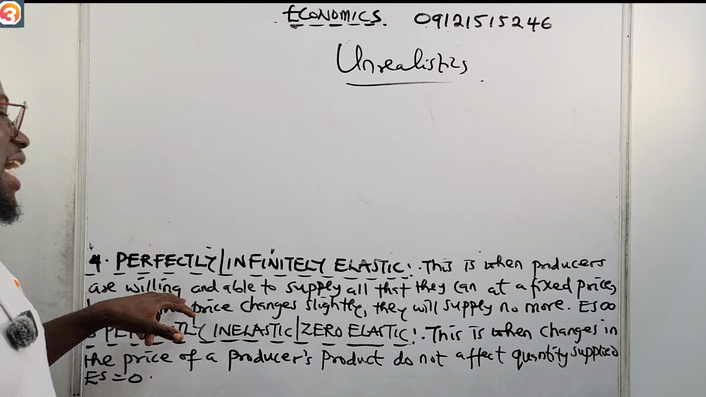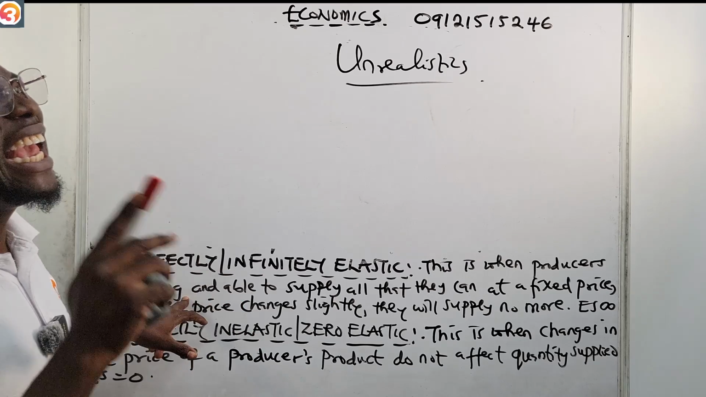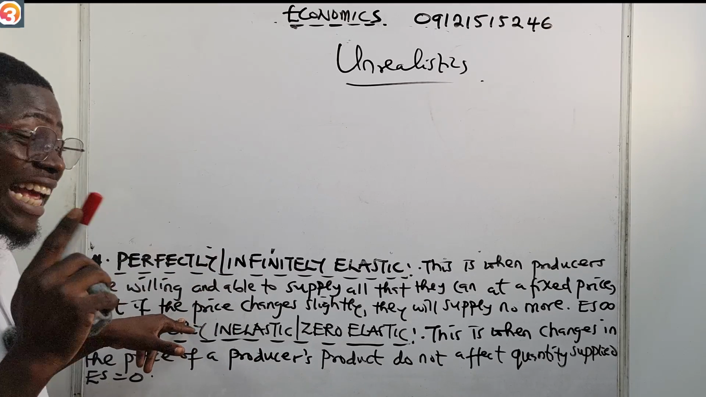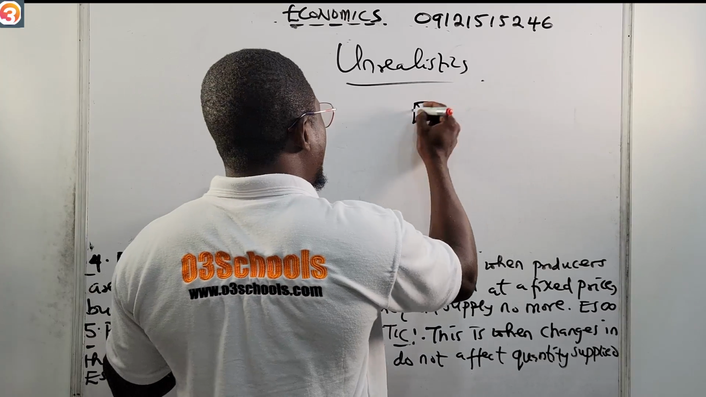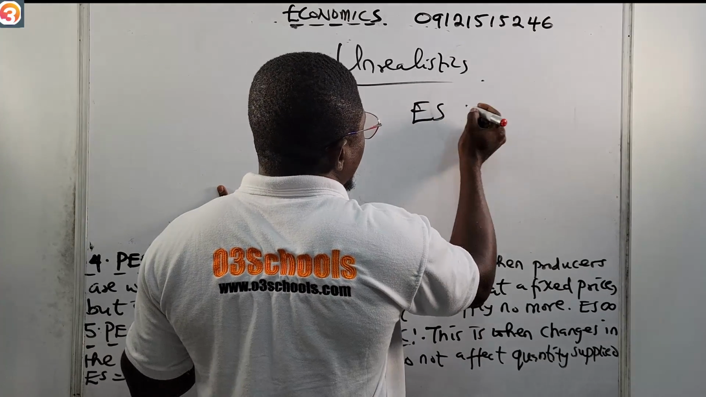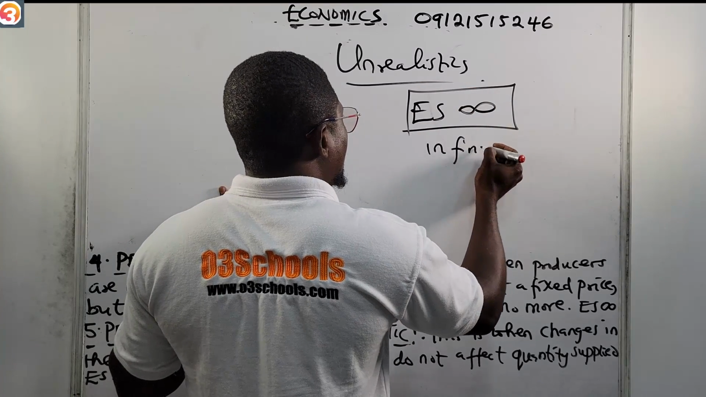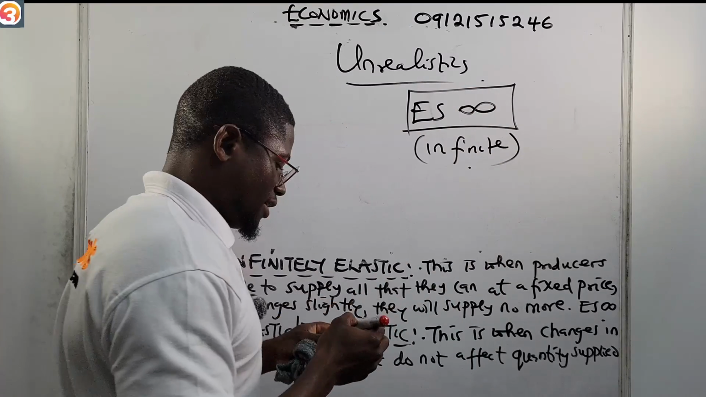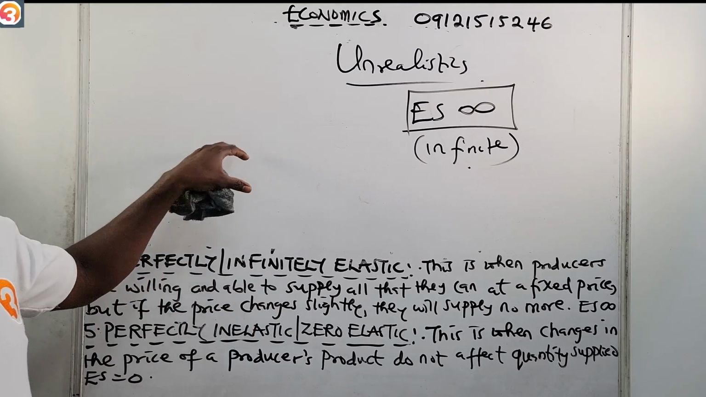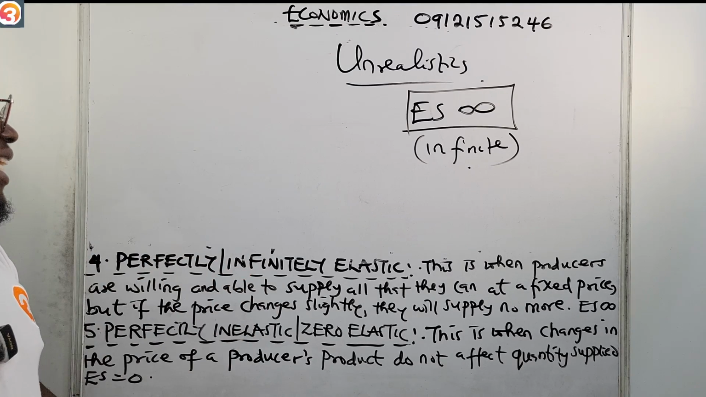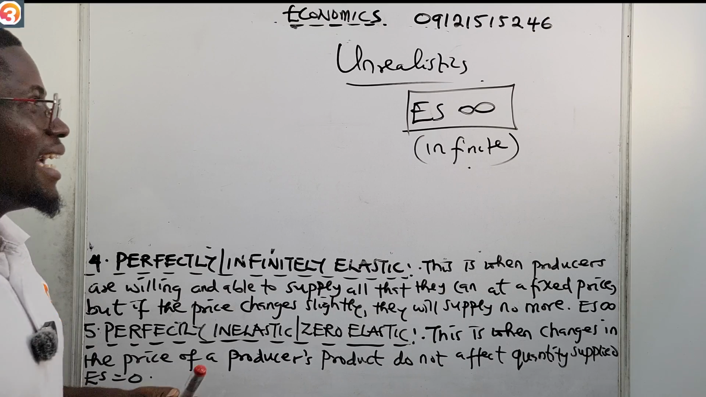This is when producers are willing and able to supply all that they can at a fixed price. But if the price changes, they will supply no more. And the coefficient of elasticity of supply for this one, ES, is infinite. Take note of that. And the supply curve for perfectly or infinitely elastic supply is parallel to the quantity axis.